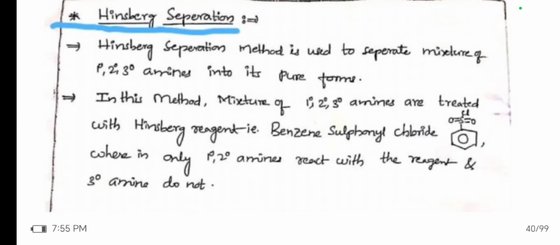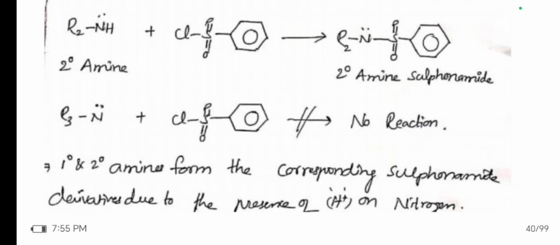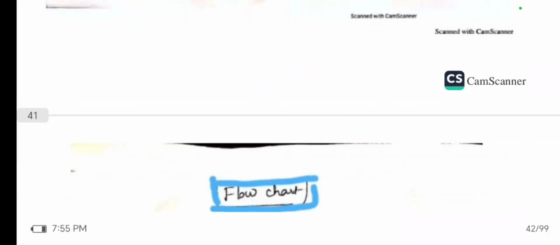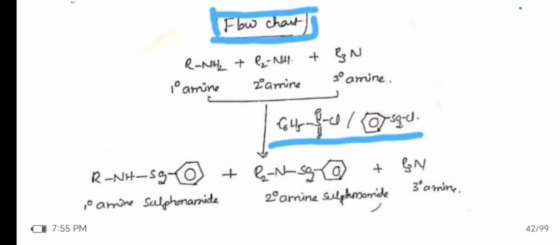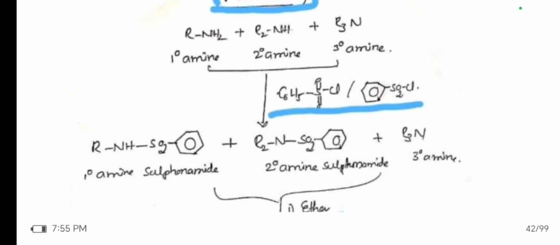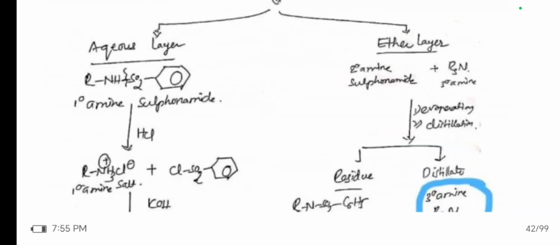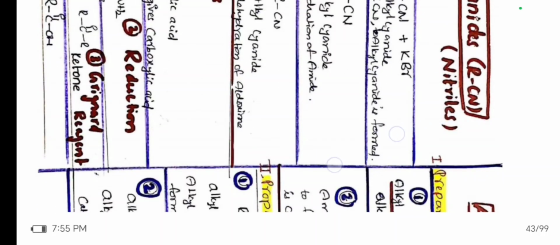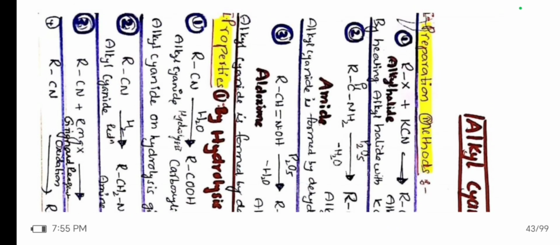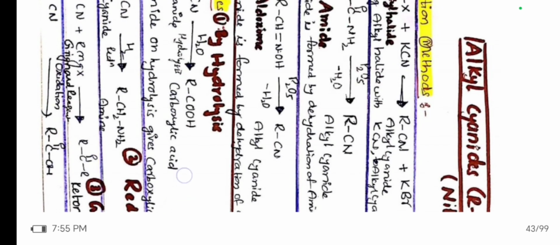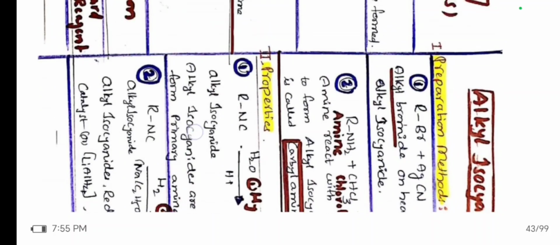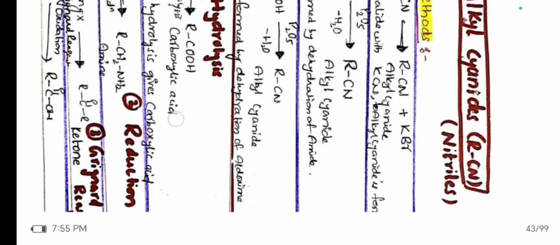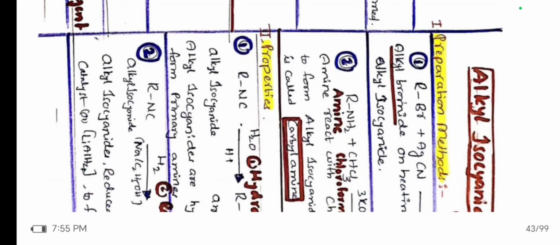Next, Hinsberg separation: how amines are separated by using Hinsberg reagent. Okay, this question is also important. This is a flow chart. If you see this one, you can understand how amines are separated. Next, alkyl cyanide, isocyanide. If you have time, you can read this one. Easy only. If you compare alkyl cyanide and isocyanide, easily you can attempt this question. Easy question from organic.